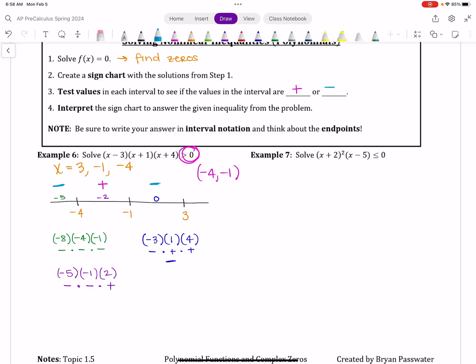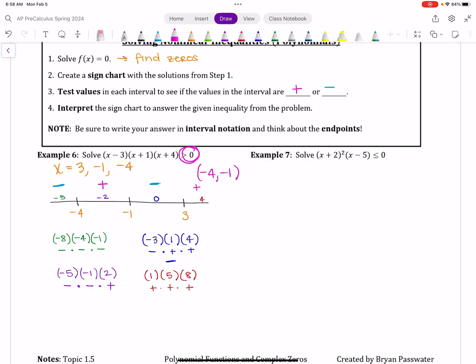And then our last interval, we can check 4. So 4 minus 3 would be 1. 4 plus 1 would be 5. 4 plus 4 would be 8. So positive times positive means our last interval there would be positive.